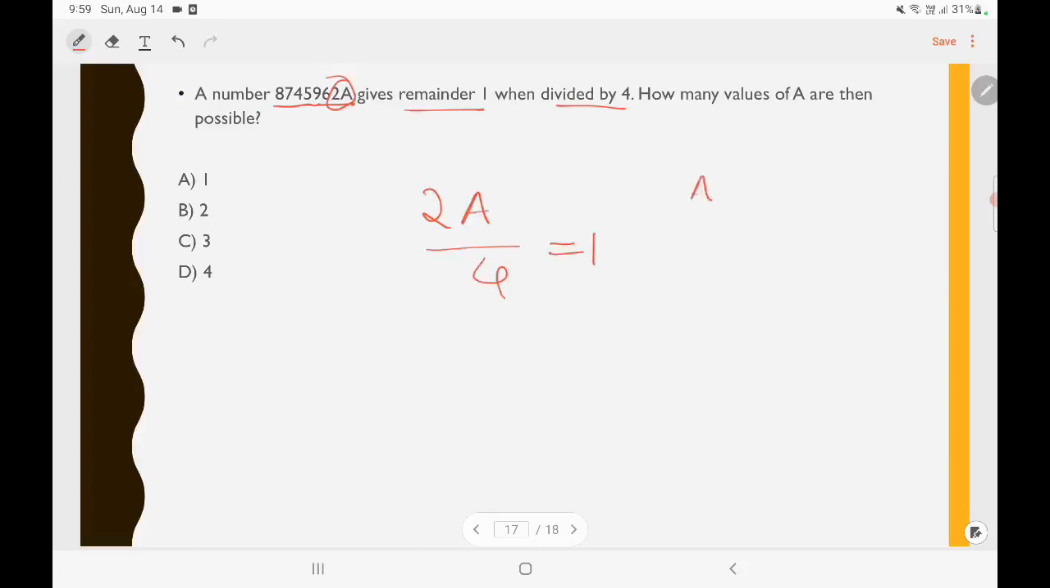Then A will be 1, right? Because when A is 1, it is 21, and 21 divided by 4 gives remainder 1. A equal to 5 is also a possibility, because when 25 is divided by 4, you will get remainder 1. Then A equal to 9 is also a possibility, right? Because 29 divided by 4 also gives remainder 1. So 1, 5, 9 are possibilities. So there are 3 possibilities. So the answer is option C, 3.